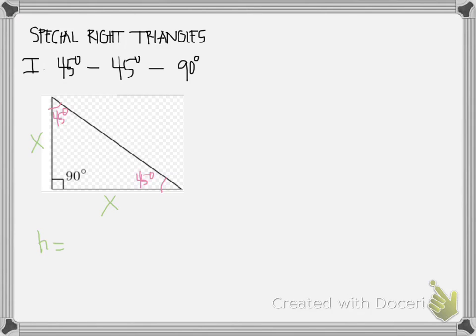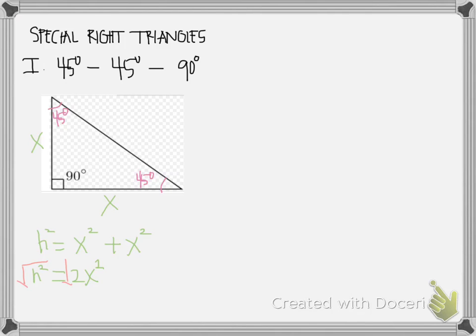My hypotenuse would be x squared plus x squared, right? x squared plus x squared is 2x squared. And then what would I do here? I would take the square root of both sides, right, to solve.